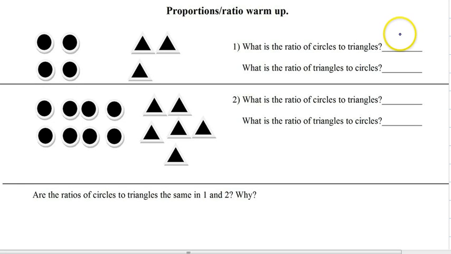Alright, what is the ratio of circles to triangles? Well, there's 4 circles and 3 triangles, which gives us a 4 to 3 ratio. Ratio of triangles to circles? Well, that's 3 to 4. We already know how to do this.